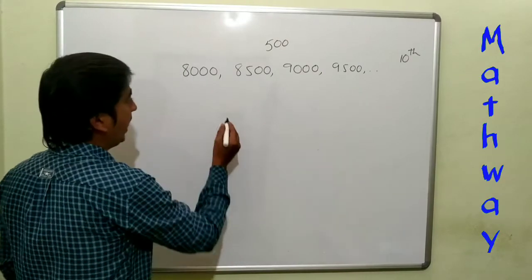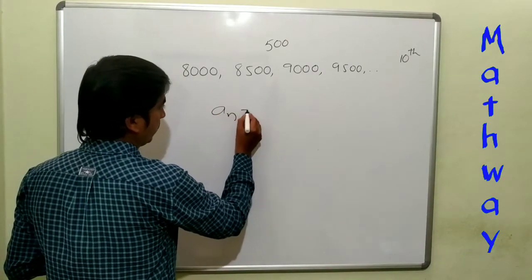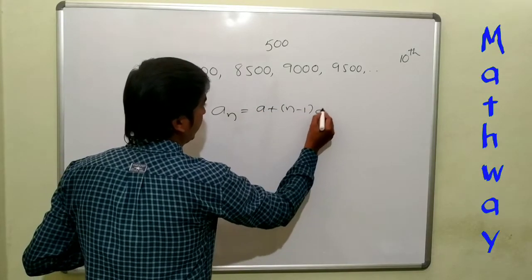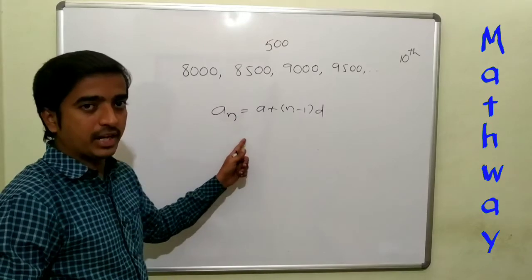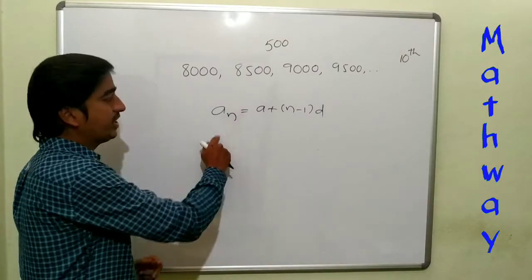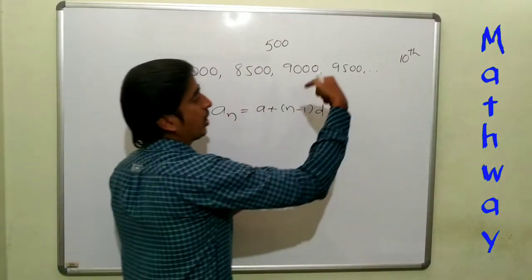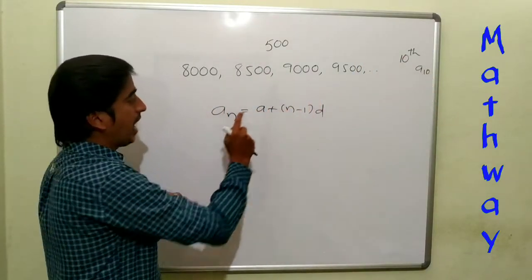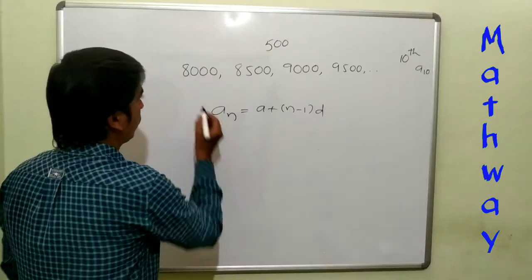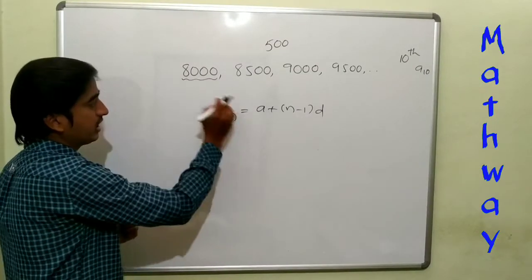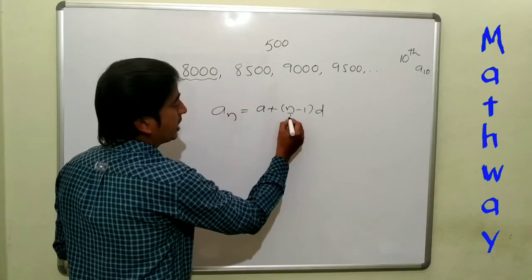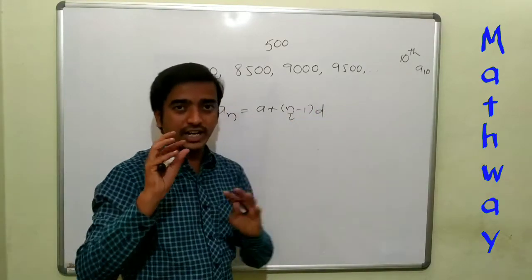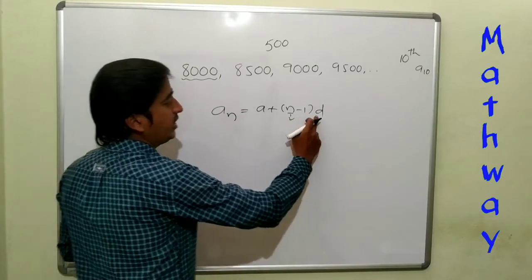That is a_n equals a plus (n minus 1) into d. Here a_n is the nth term. Now we are finding the salary after 10 years, so that is a_10. a is the first term. What is the salary of the first year? That is 8,000 rupees. n is the number of terms. Here we are finding the salary after 10 years, so n is 10, and d is the common difference.